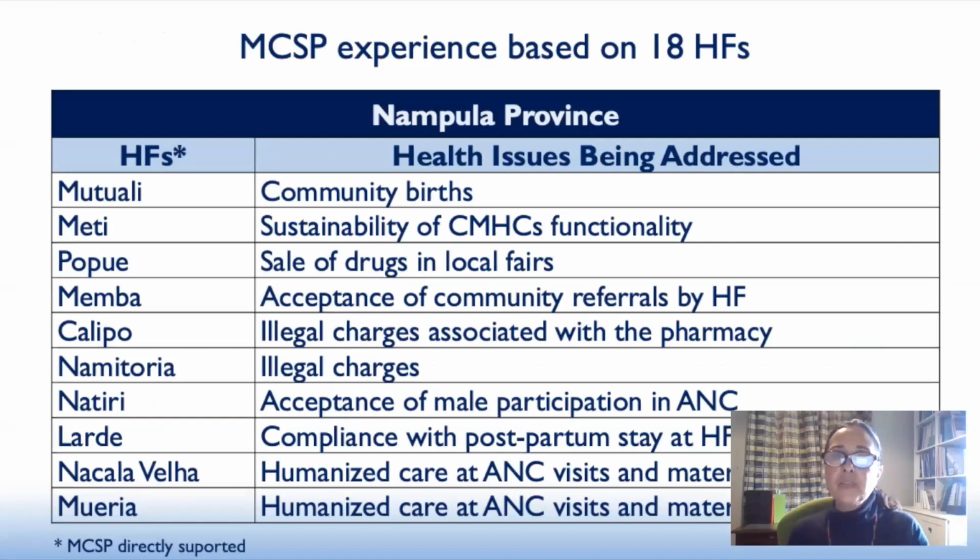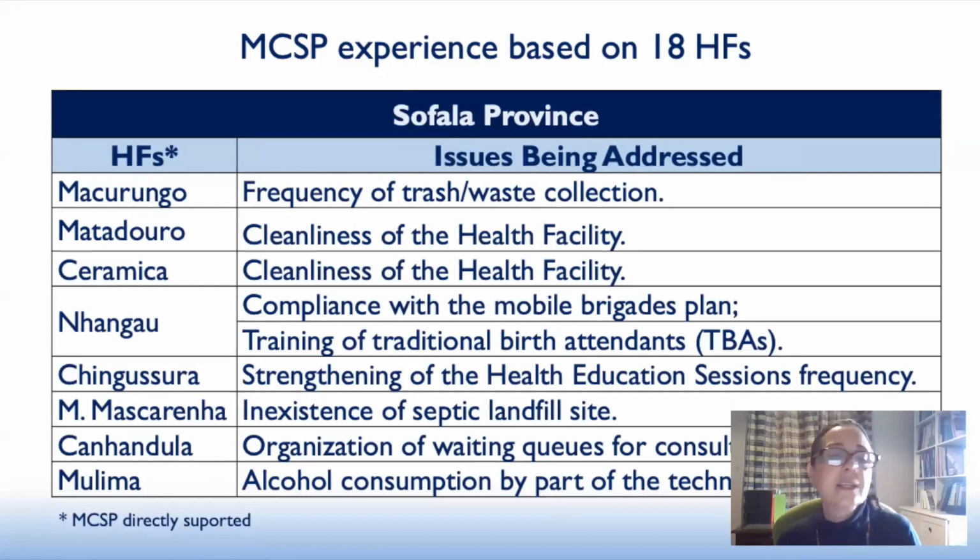Here are the issues that were addressed according to the health facilities. Community demand, meaning improved skilled and safe delivery at the health facility, was being addressed. Illegal charges were being addressed. The illegal sale of drugs at local fairs was being addressed. The humanization of care at the antenatal clinics during maternity stays was being addressed. Cleanliness at the health facilities was too. It really depended on the issues between communities and the health facilities which indicators were going to be addressed and what was going to be placed on that scorecard.